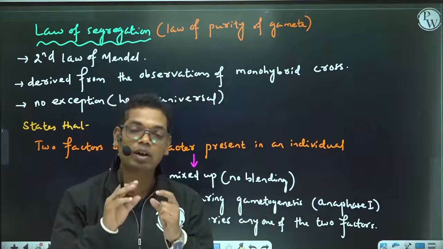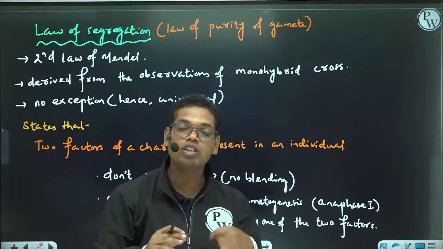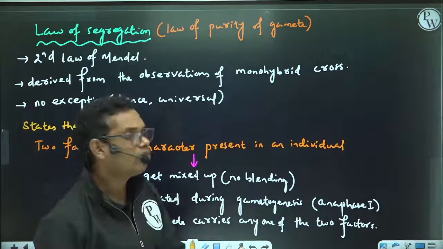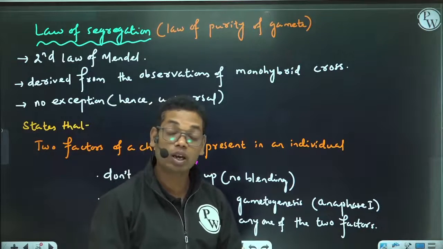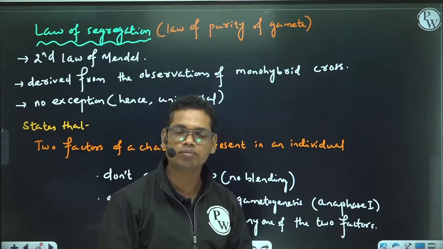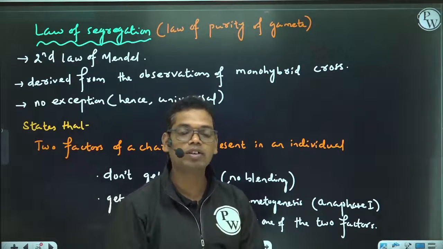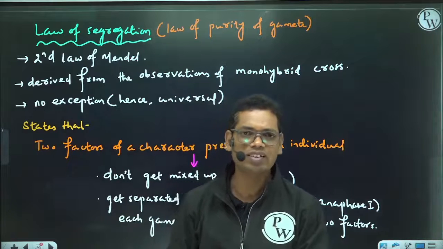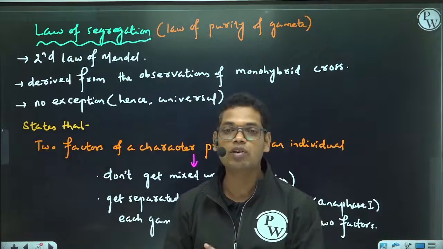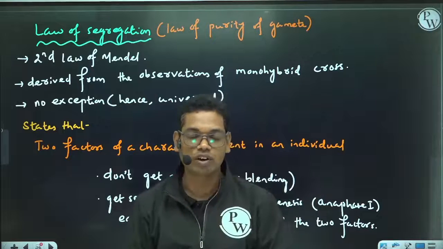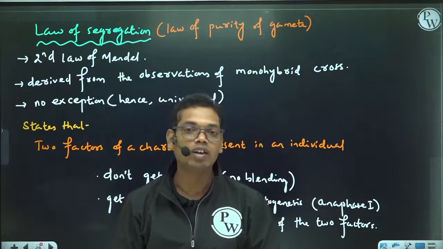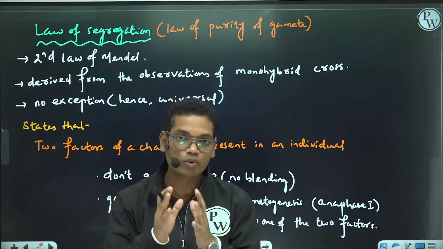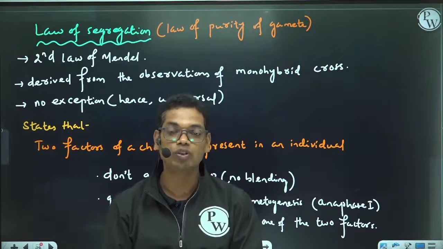That is why the gamete is always pure with respect to allele, and that is why this law of segregation is called the law of purity of gametes. The gametes are always pure with respect to allele. Let me repeat here. This law is universal because it does not have any exceptions. This law says that the two factors, for example capital T and small t, when present together in an individual, stay together without getting mixed up, without any blending.